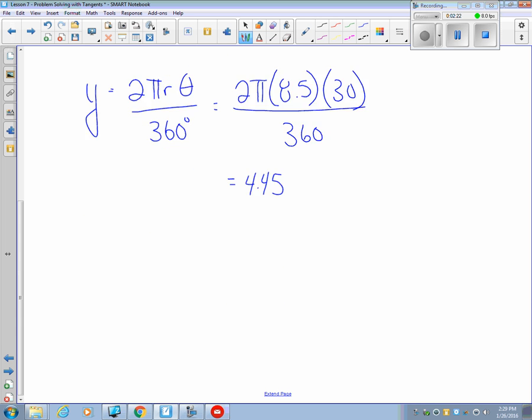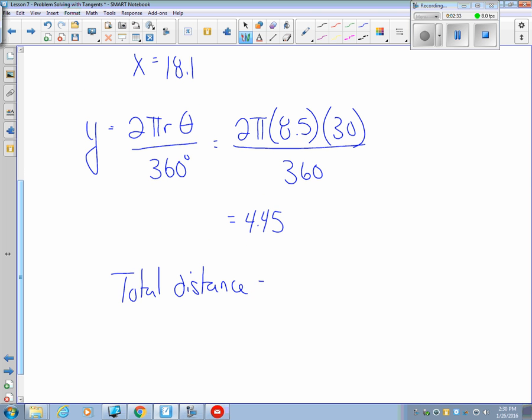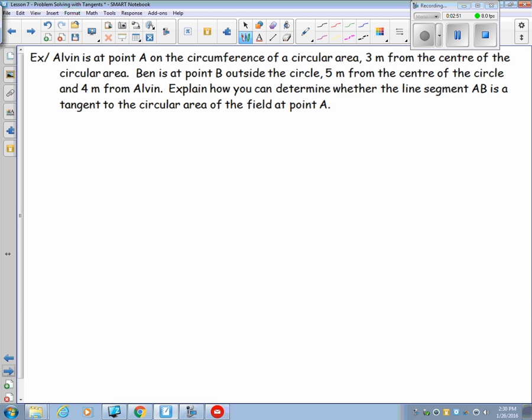And therefore, the total distance she walked is made up of the first part from A to B, which we said was 18.1, plus B to C, which we said was 4.45, giving us a total of 22.55 meters. So we're sort of combining ideas in this one, tangents and arcs. We move to the very last question. Give it a try. Watch the video, see if you got the right answer.